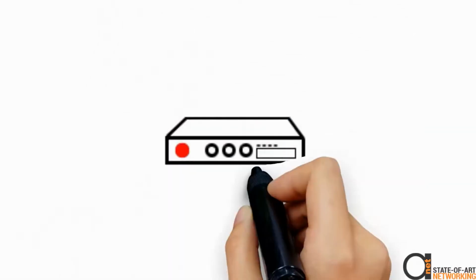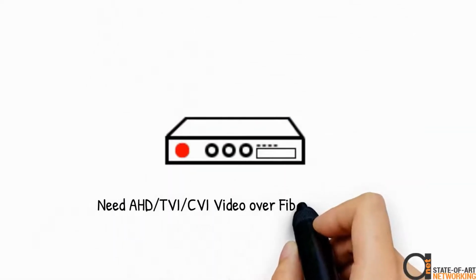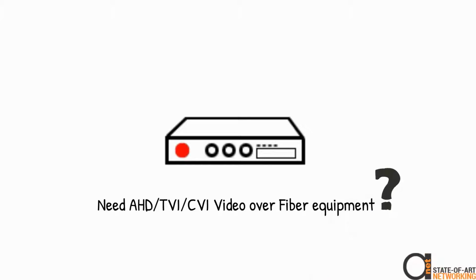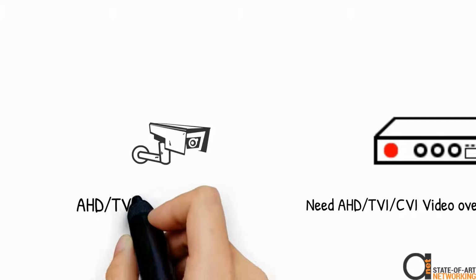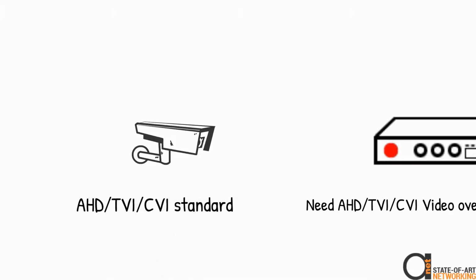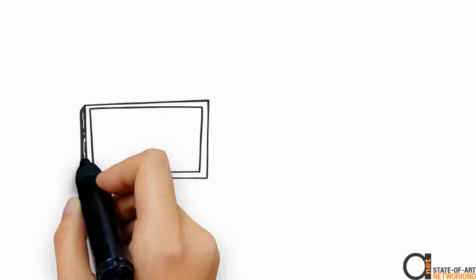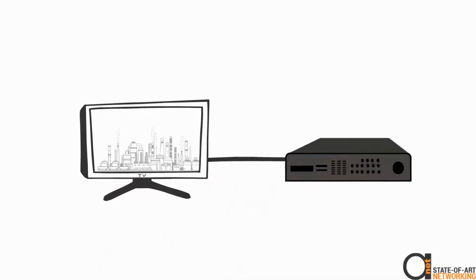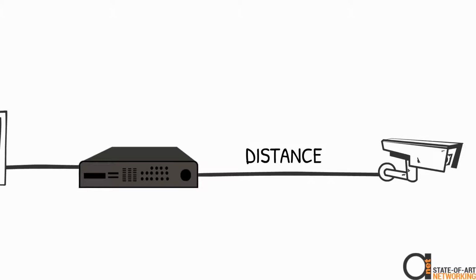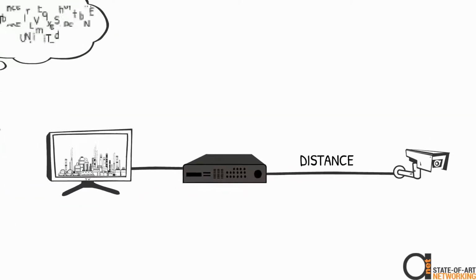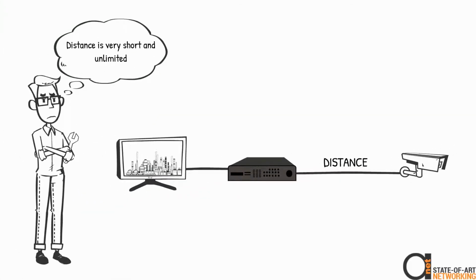Okay, so why do I need AHD, TVI, CVI video over fiber equipment? Well, let's say you have your AHD, TVI, CVI crystal clear camera, and then you have a DVR or monitor pretty far away. Between a camera and DVR, you are pretty limited in distance of coaxial cable. Sure, not more than several tens of meters.